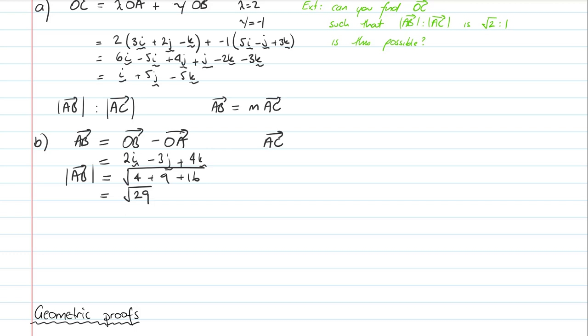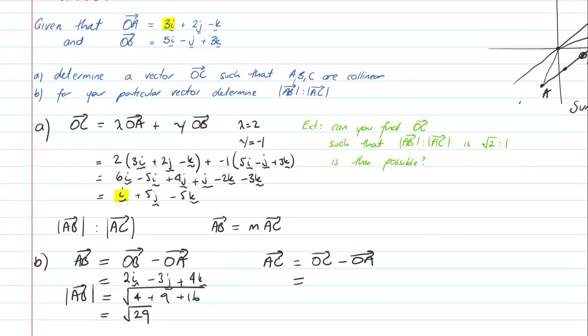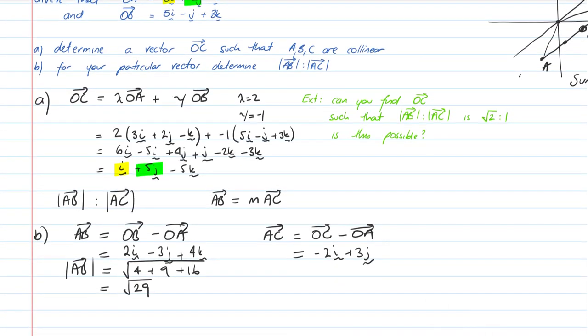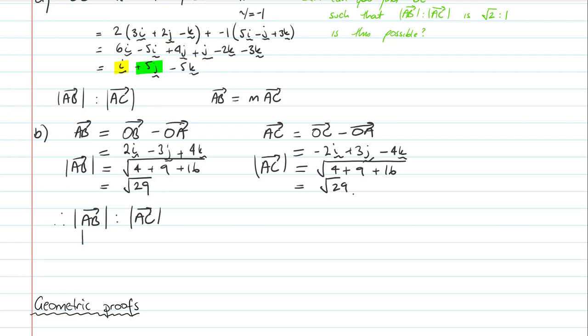And then we're talking about AC. So AC is going to be equal to OC minus OA. And OC minus OA, again, I'll do this quickly: 1i minus 3i is negative 2i. 5j minus 2j is plus 3j. And then negative 5k minus negative k is negative 4k. And maybe you're spotting where this is going, but the magnitude of AC is equal to the square root again of 4 plus 9 plus 16. Root 29, and so therefore the magnitude of AB in ratio with the magnitude of AC is root 29 to root 29, or 1 to 1.